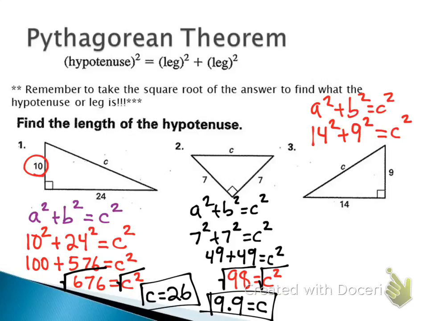What is 14 squared? 196 plus, that one's going to be 81, equals c squared. What do you get when you add those together? 277 equals c squared. Alright, I don't want c squared though, I want c, so I need to take the square root of both sides. That'll get c by itself.